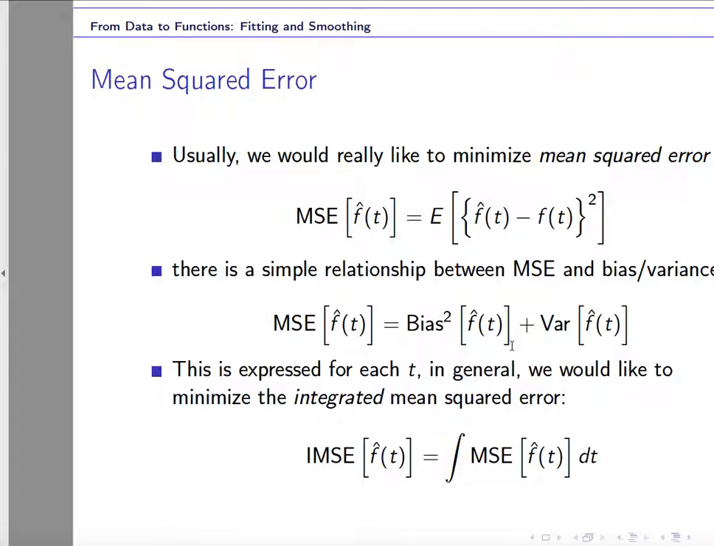So we know that the gold standard is to try to minimize the mean square error, right? The mean square error is equal to the square of the bias plus the variance. So here we have the pointwise mean square error at each time point. If we just want to summarize over the whole interval, we can look at the integral of this mean square error.